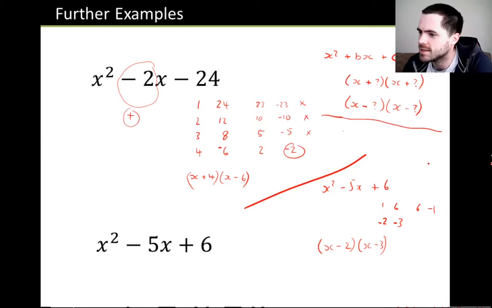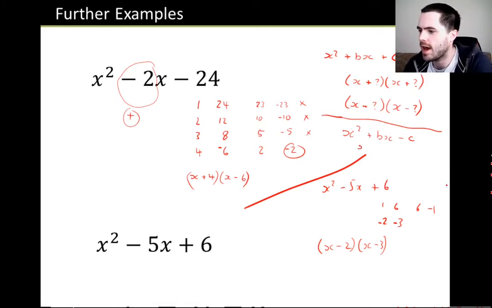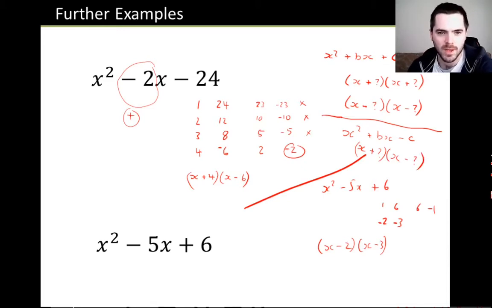Let's say we had x squared plus bx minus c. What's happening there? You either have x plus something times x minus something, but that's your only option. So it's a little bit easier if it ends in a negative, because then you only have one option. Whereas if it ends in a positive, then it could be a plus something and a plus something, or a minus and a minus. It will become clear as the questions go on.